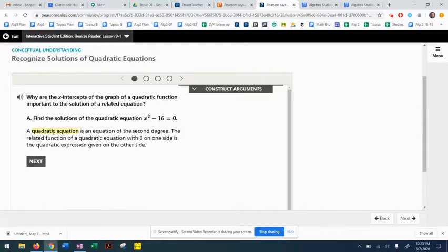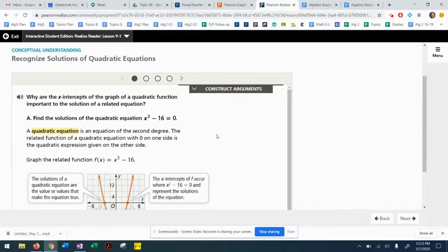First, they say a quadratic equation is an equation in the second degree. See how this has an x squared? We know it's quadratic. The related function of a quadratic equation with 0 on one side is the quadratic expression given on the other side. That's this thing, x squared minus 16.